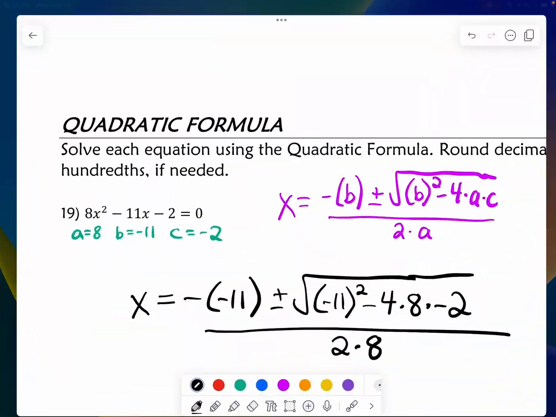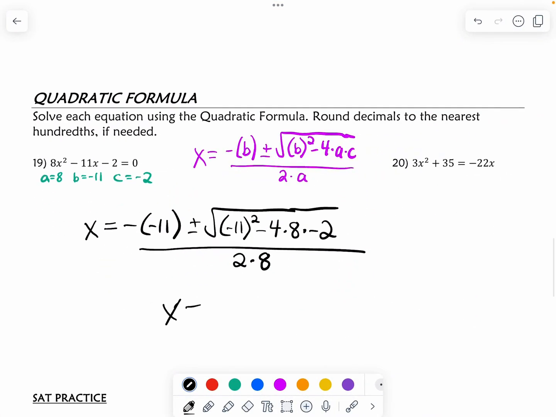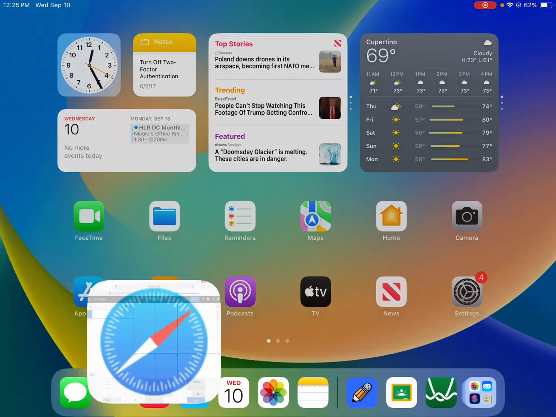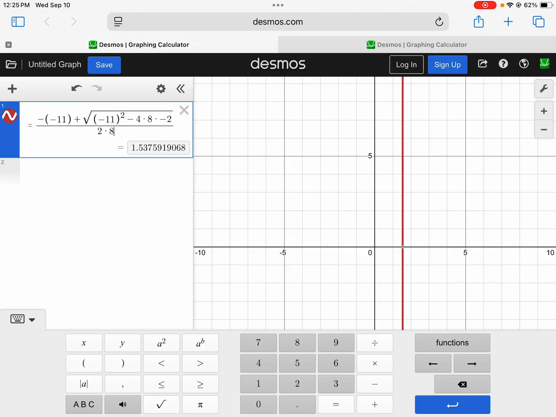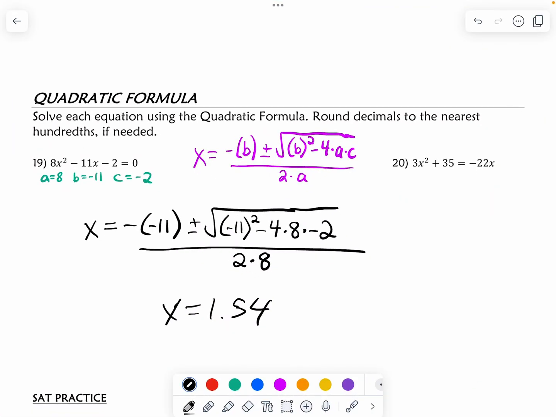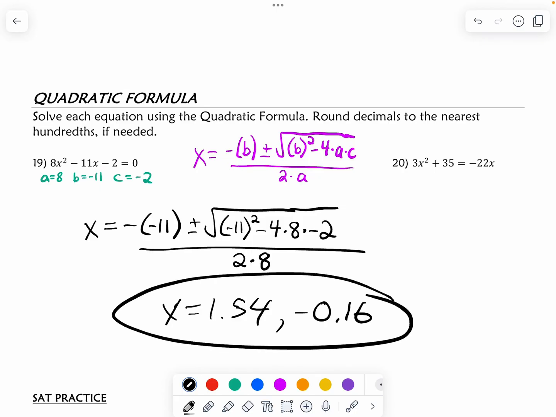Oops, sorry. And to get the other answer, oops, I don't know where it went. Oh, there we go. So we changed the plus sign in between that first number and the square root to a minus sign, and we get negative 0.16. And there's our 2 answers.